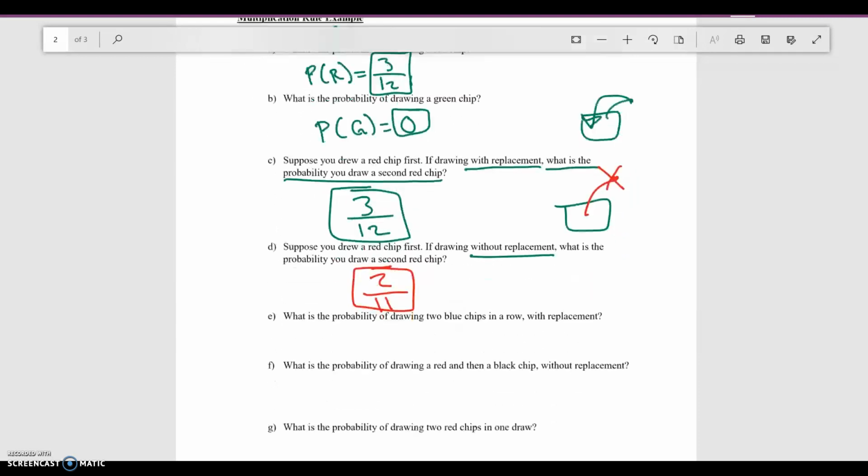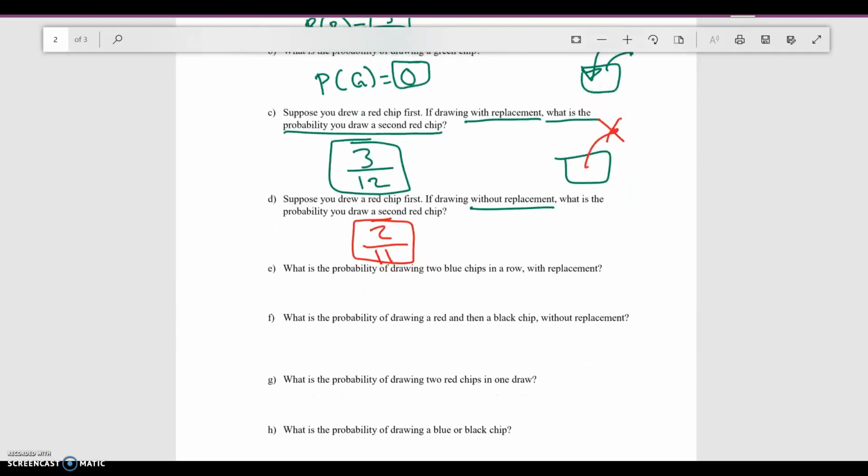So what you've got to do is really keep track of all of these keywords. Look at the keywords. Make sure that you're keeping track of all of these marbles or chips or whatever I gave you.